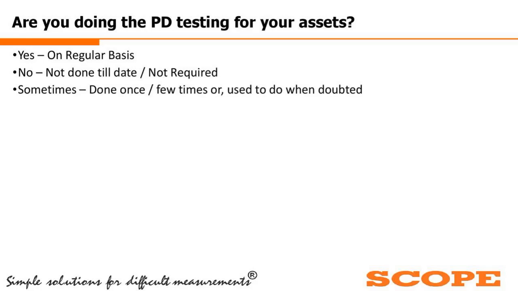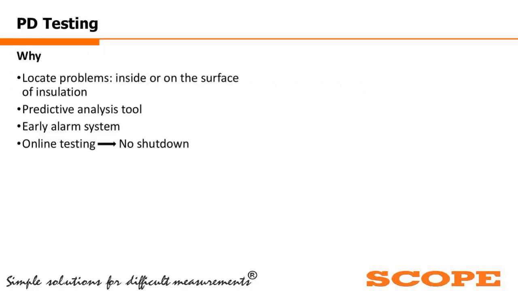I will be coming to the other poll questions subsequently. For the time being, let us proceed to the next one. Now, why PD testing? As I have asked, yes or no. Your question might be why I should do the PD testing. If there is any problem, we have to locate it, whether it is inside or on the surface of the insulation. If something is going bad inside that is not visible from outside, or if something is already visible from the outside, PD testing can be used as a very good predictive analysis tool.